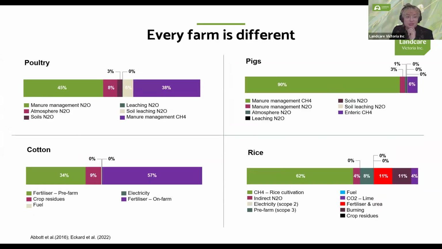Again, every emissions profile for every farm is different. Every farm type is going to have a different emission profile. So I think it's really important that we're actually looking at carbon calculators today because you actually do have the ability to start thinking about where your emission sources are on farm and where there could be opportunities for reduction.